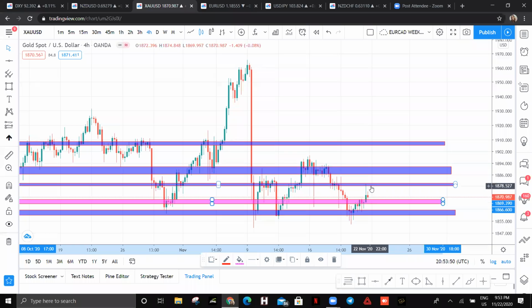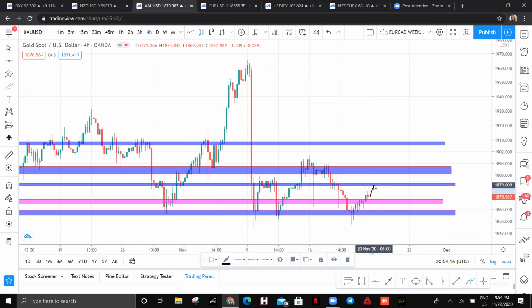If it doesn't break here, it will come back and retest this level, which is 1877 or 78. That's about 80 pips from where it is. So currently, what will happen with gold is I'm seeing more of a retest back to this place, because it's on the support zone. So I'm expecting price to do a retest here like this and react like this. I'm sure you understand it. So this is what I'm expecting price to do.